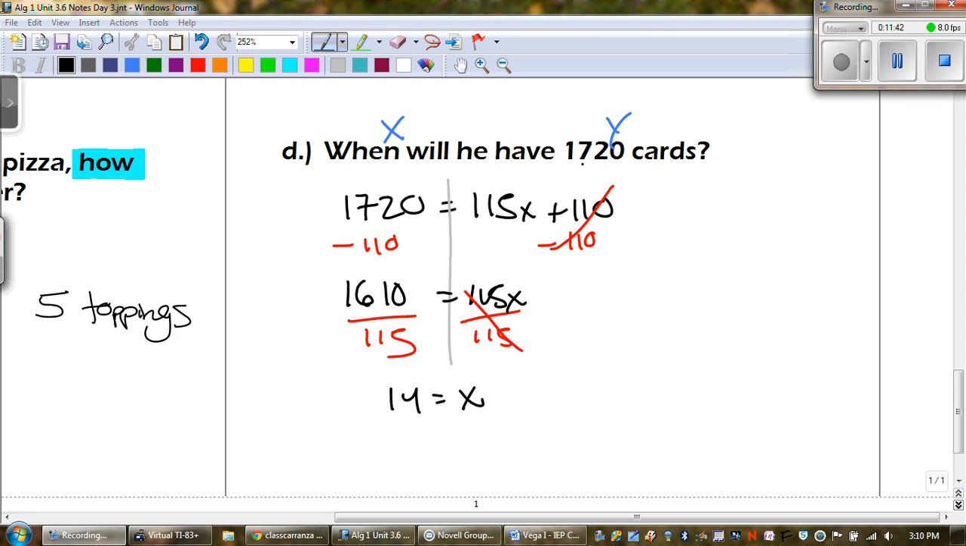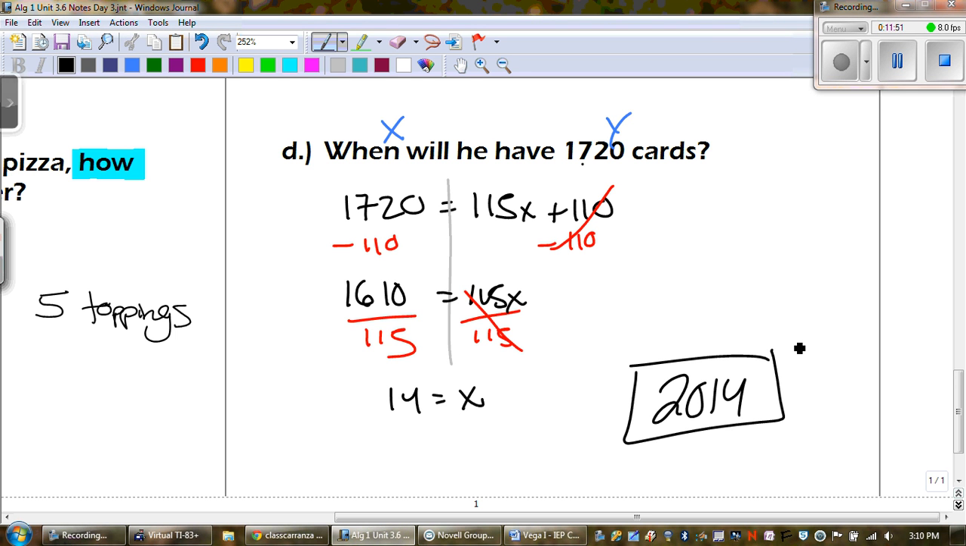Okay, when you're all done, you should get x equals 14. However, that's not the year. The year is 2014. Remember that we have to add that 2000 because we changed what x was at the very beginning.